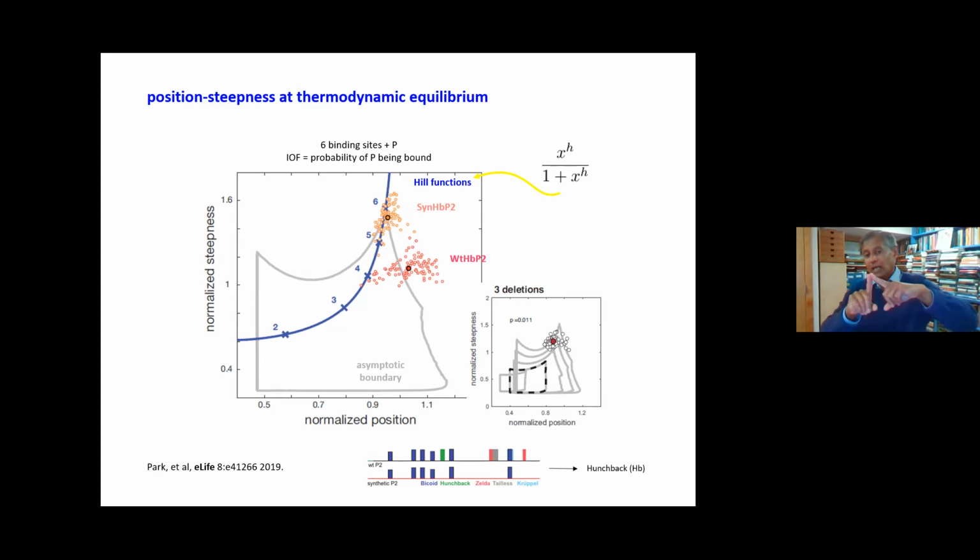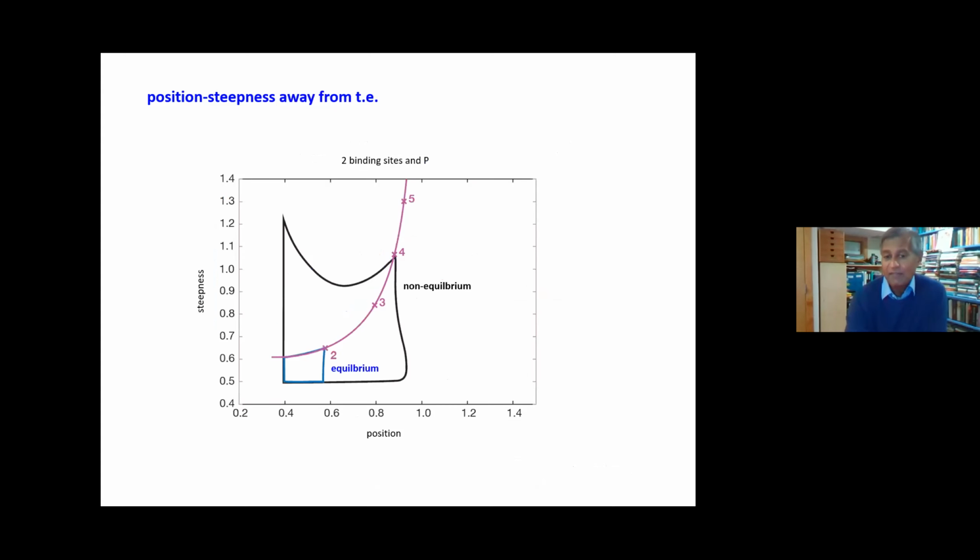So let me tell you what happens when we're not at equilibrium, because that is what we need to confirm that this is actually a Hopfield barrier. What I'm showing you is that there's a barrier here. The question is, suppose I'm not at thermodynamic equilibrium. Do I get past this barrier? And the answer is yes, but if I want to show you a region, then I have to come back to 2 binding sites in polymerase. And this is a plot of what happens for 2 binding sites in polymerase.